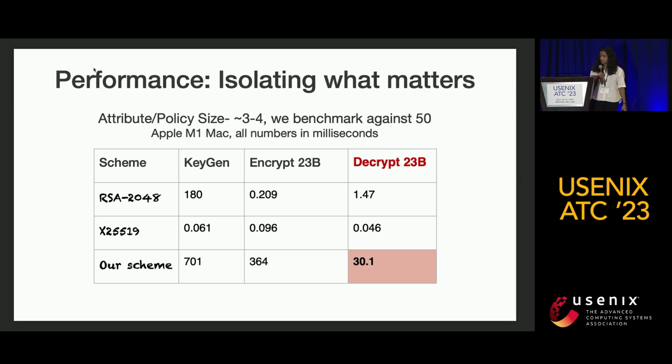So for performance, we really care about decryption performance in particular because that's the main thing that's in the critical path of requests. We are showing numbers for a policy size of 50 attributes, but in practice, it doesn't go beyond 3 to 4 for our situation. So these numbers are even better.